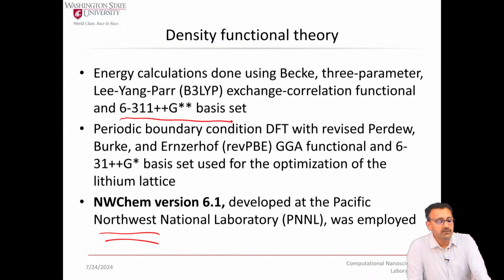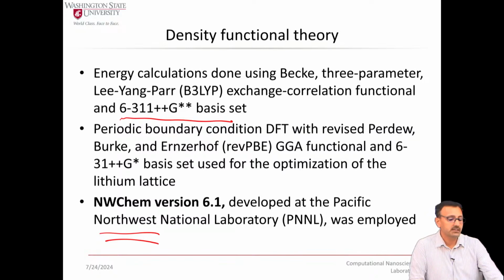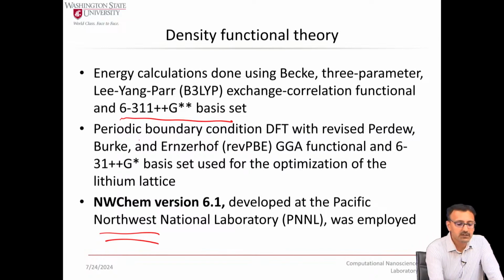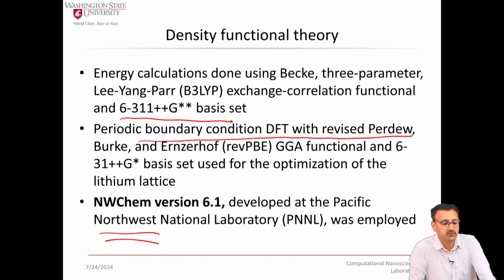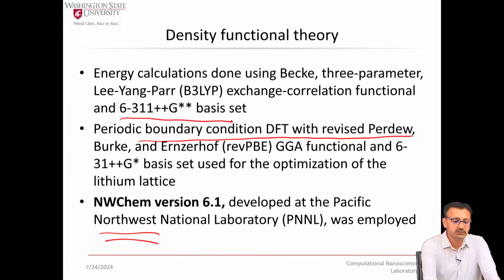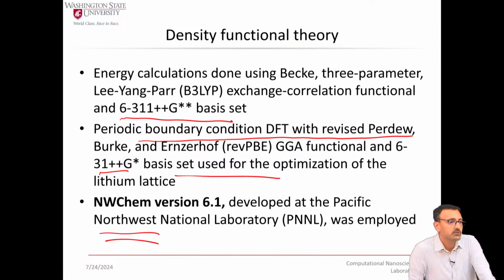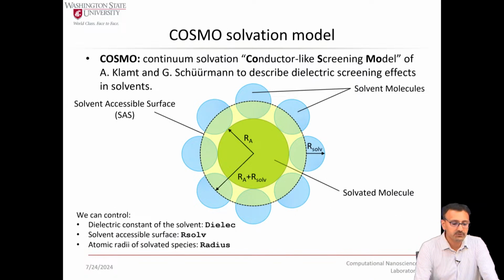When you apply DFT, you have to consider a level of theory and basis set to perform that DFT calculation. In this case, we used a very popular B3LYP exchange correlation functional, which describes the electron density, and we used periodic boundary condition for the crystalline system, and for that we used PBE GGA functional and a certain basis set. So, when you run a DFT calculation, you have to worry about the basis set and the functional, which is called the level of theory. Okay. So, that is what we did for this.